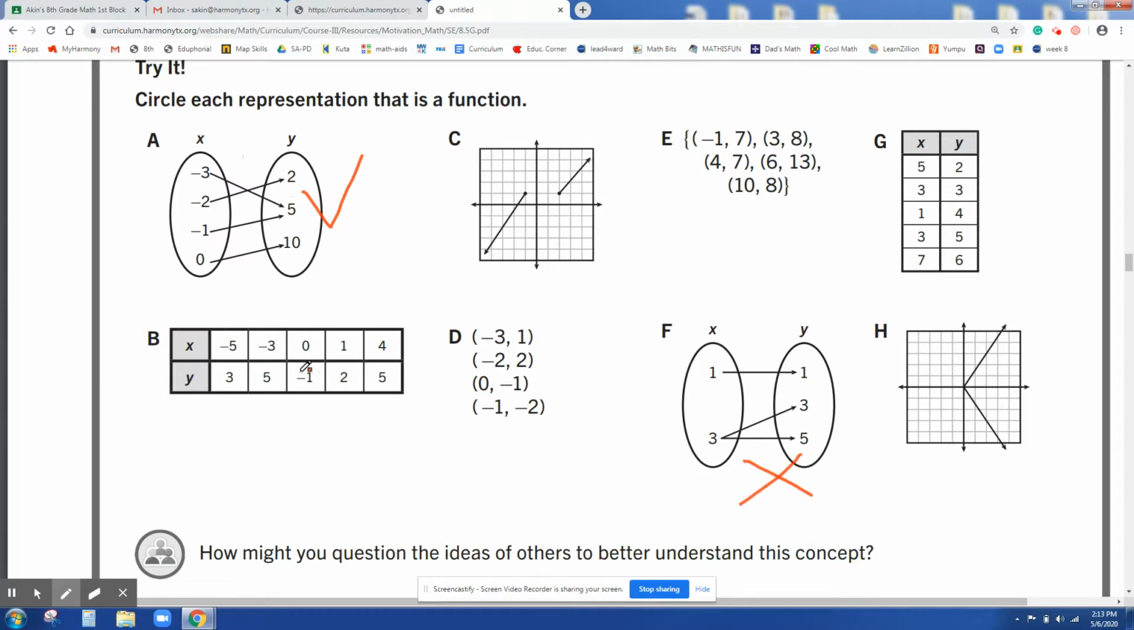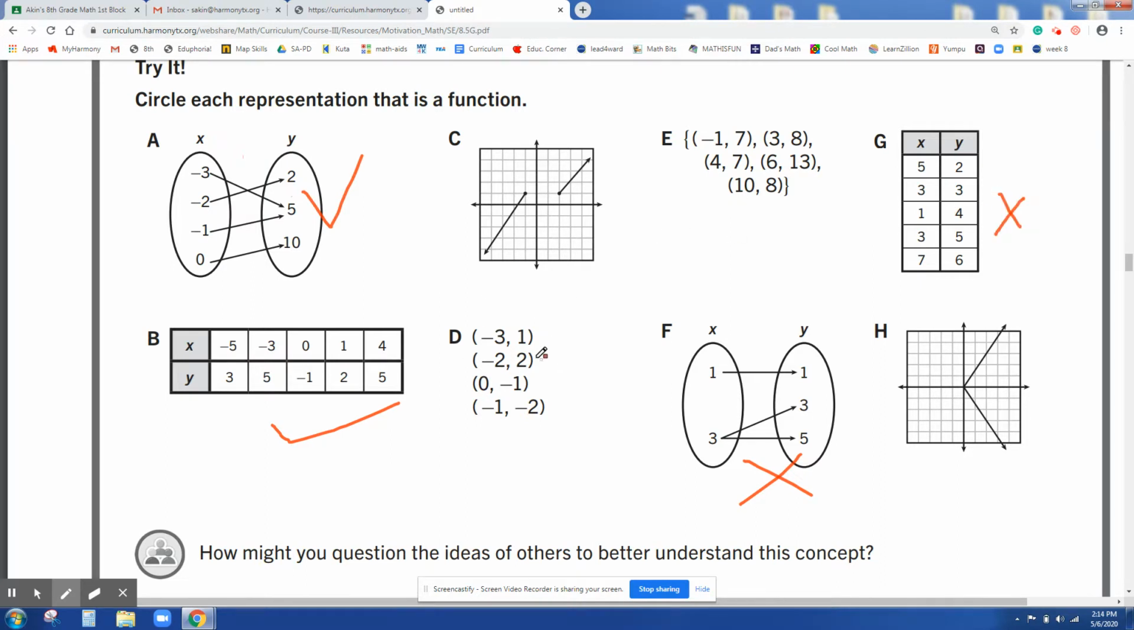Let's talk about this table. Whenever you have a table or ordered pair, you will just pay attention to your x values. If they are all different from each other, no problem. It's a function. That one I have 3 and 3. So I have two threes as an x value. So it's a problem, not a function.